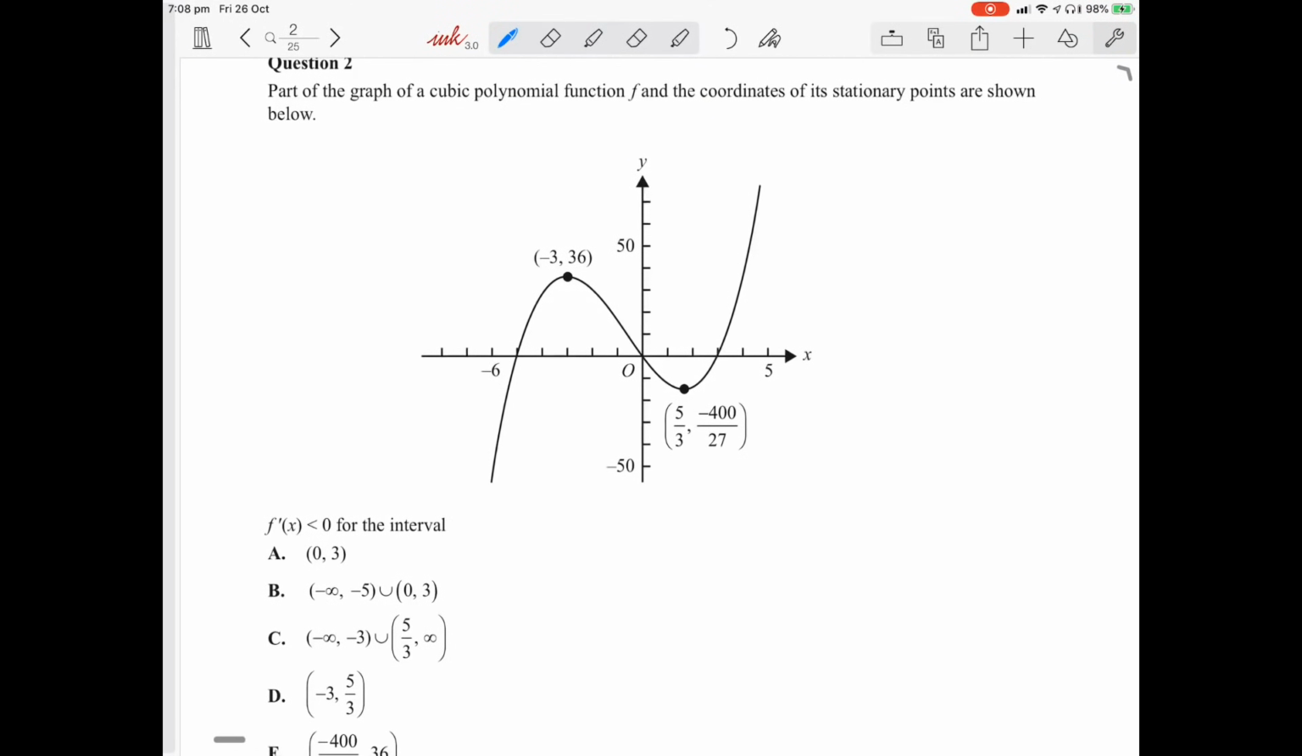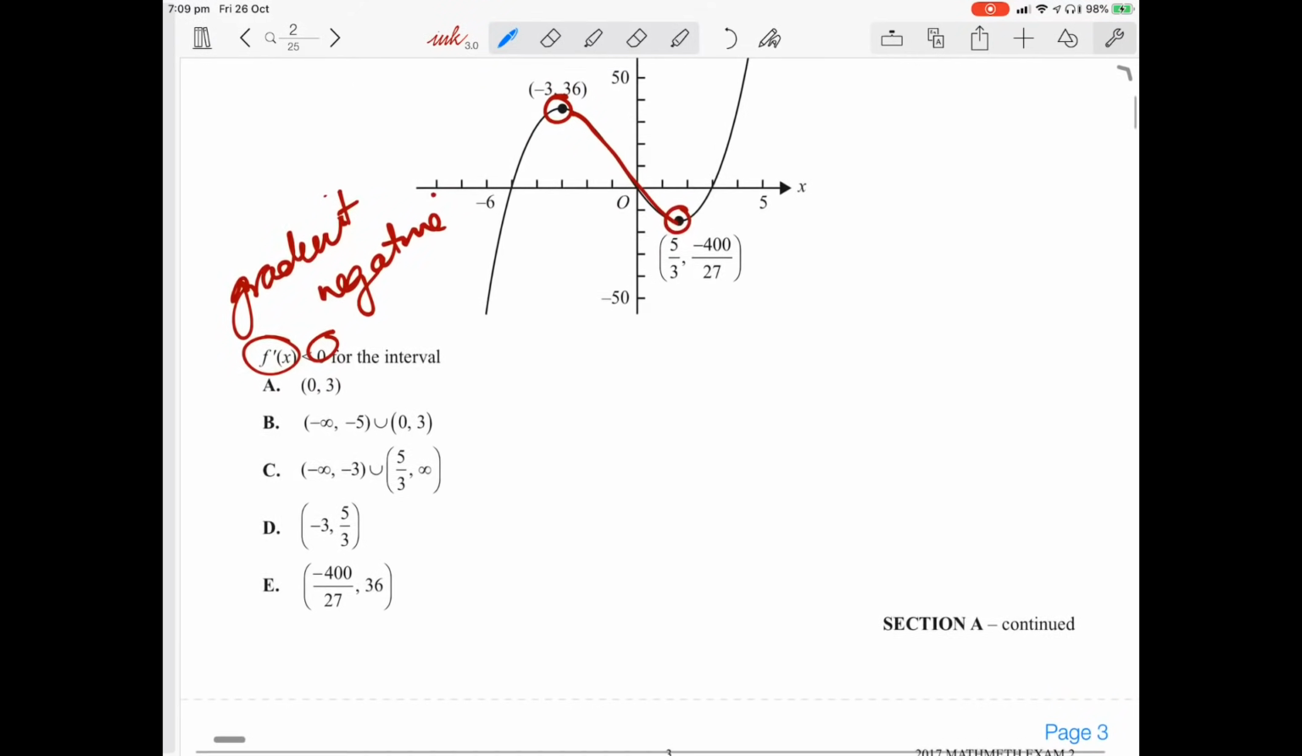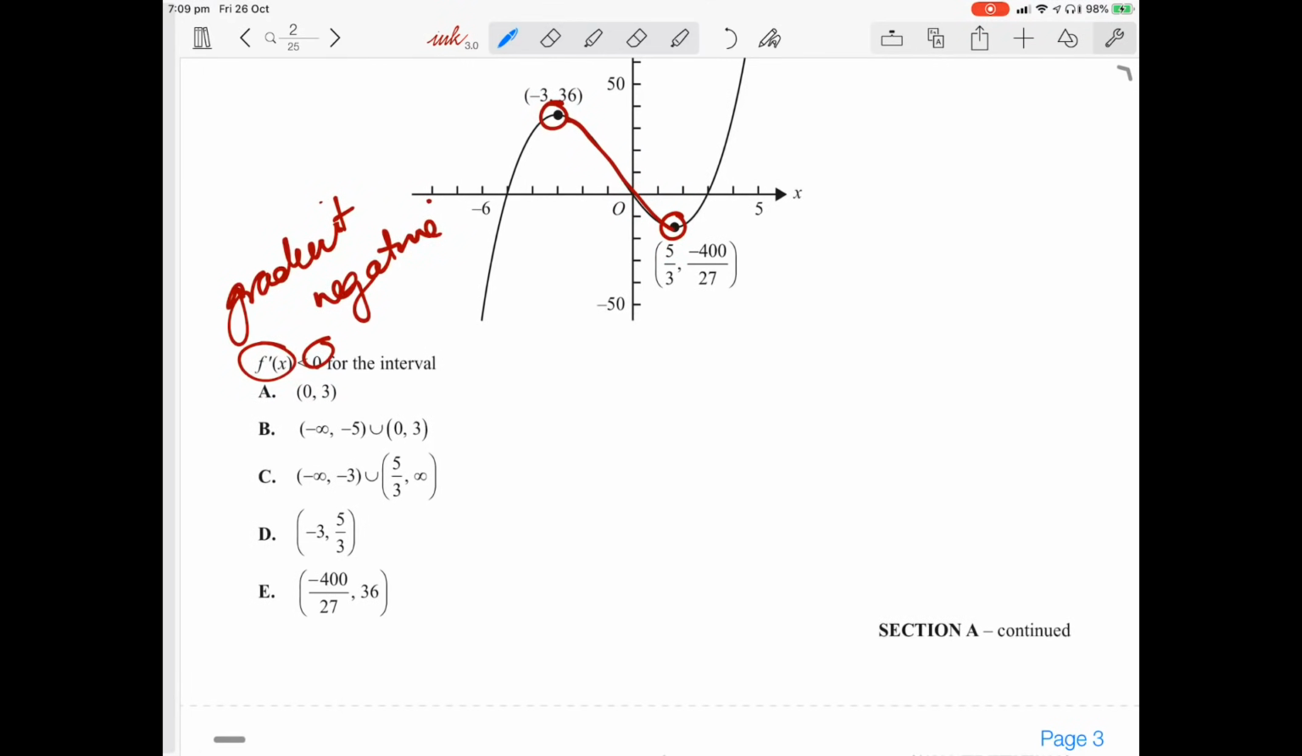Okay, part of the cubic equation of f, and the coordinates of the stationary points are shown below. F dash x, the gradient, is less than 0, negative. So it's going to be from here to here. I shouldn't have coloured in those points because it doesn't say equal to 0, it just says less than 0. So it's from x values, remember, -3 to 5 on 3, not including the endpoints.